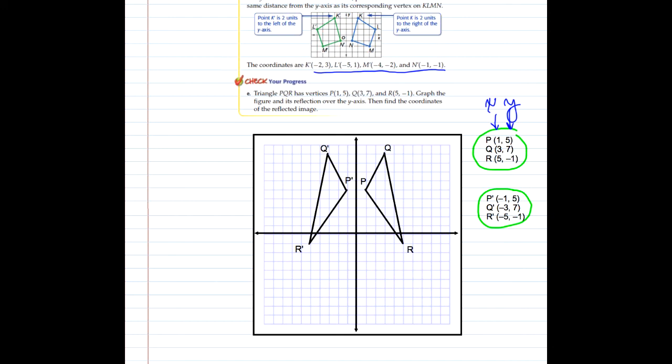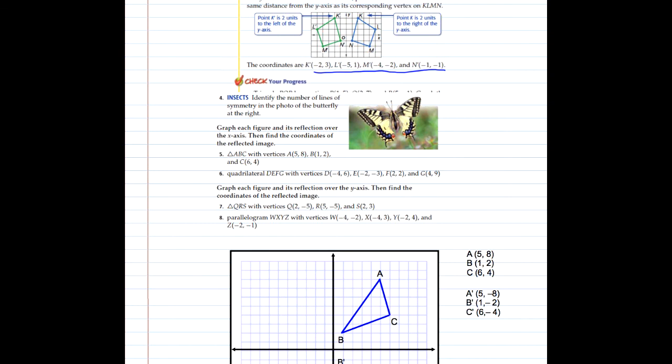Q is 3. Q prime is negative 3. Again, the y value remains the same. The x value of the R vertex is 5. The x value of the reflection is negative 5, or the opposite. Again, the y value stays the same.